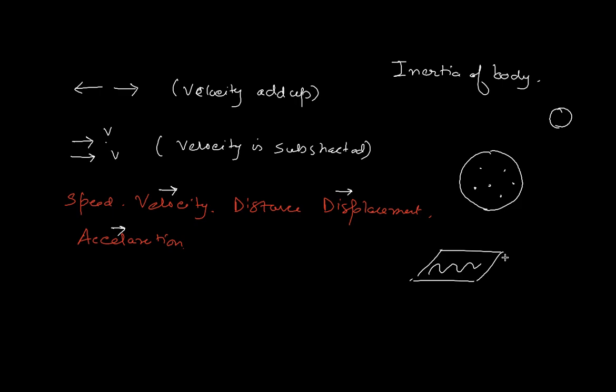The state of the body, meaning that the body will be at rest or in motion, depends upon the observer or the surroundings of the body. This is the total summarization of this lecture. In the next lecture, we will discuss speed, velocity, distance, displacement, acceleration, and why velocity, displacement and acceleration are all vector quantities.